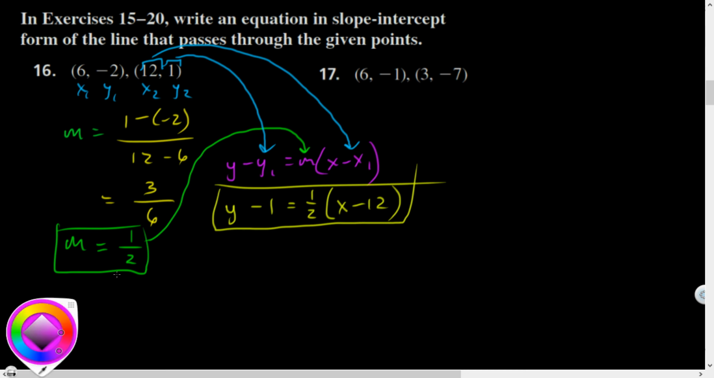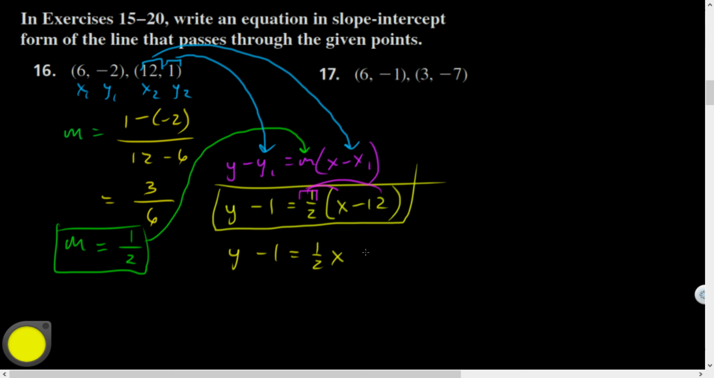But if you want it in slope-intercept form, which is what they requested, I would then distribute, like so. y minus 1 equals 1/2 x. What's half of negative 12? Negative 6. And how do I get y by itself? Add 1. So let's see. y equals 1/2 x minus 5.